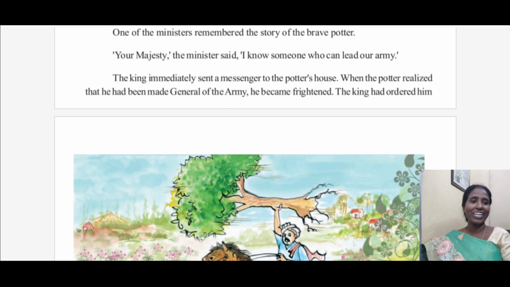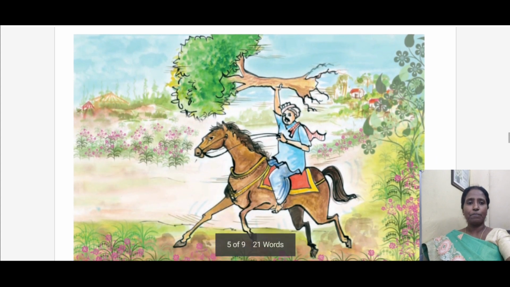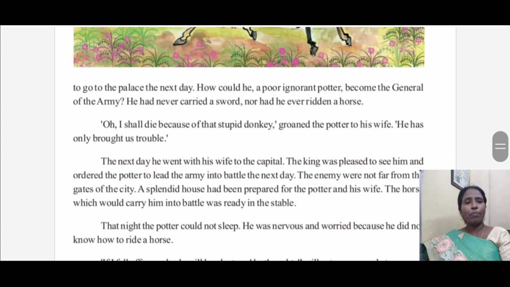Actually he is an ordinary potter. Because of this brave potter title, he got the post, general of the army. The potter got very scared. The king had ordered him to go to the palace next day. The king called him.